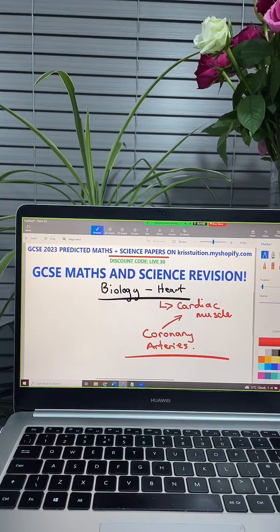Now, sometimes what happens is, due to genetics, due to poor diet, and due to high cholesterol intake, these coronary arteries can begin to get blocked.